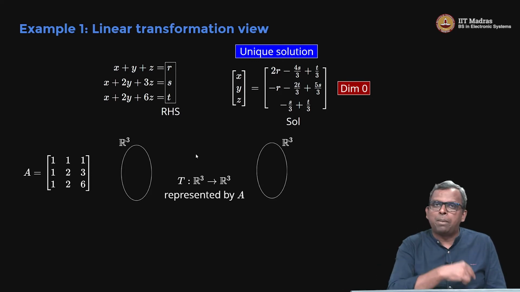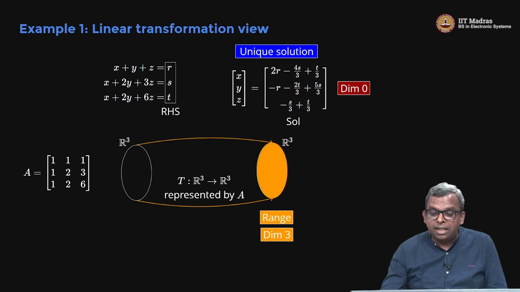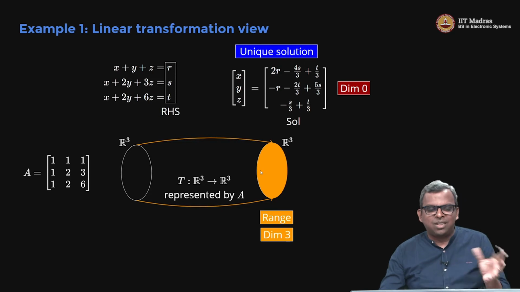Now I know from my previous calculation that the range is the entire R3 and it's got dimension 3. So if I take my T and act on every single vector in R3, that's going to take me to the entire R3. Every point here goes to a point here, and every point here can come from some point here. So it's one of those one-to-one mappings, isn't it? This transformation works like that.